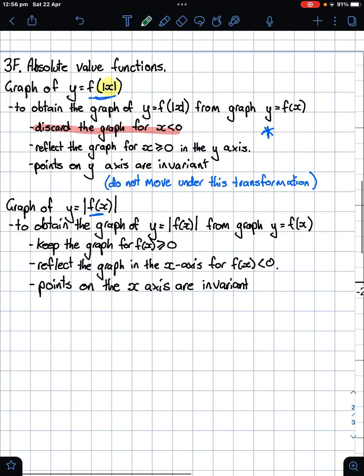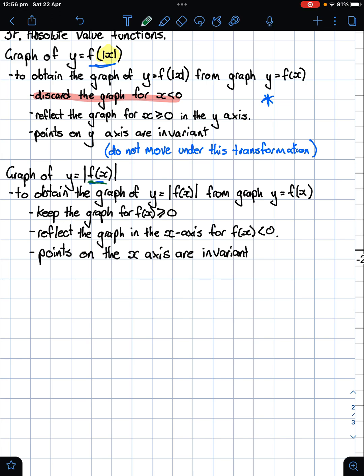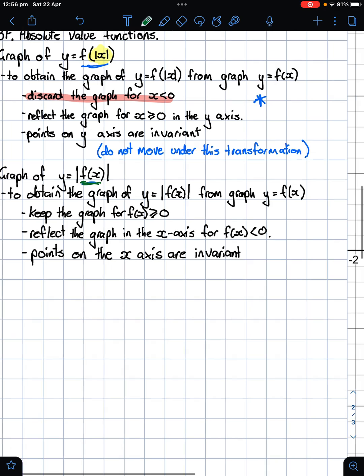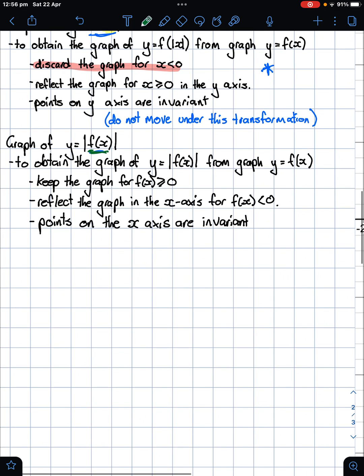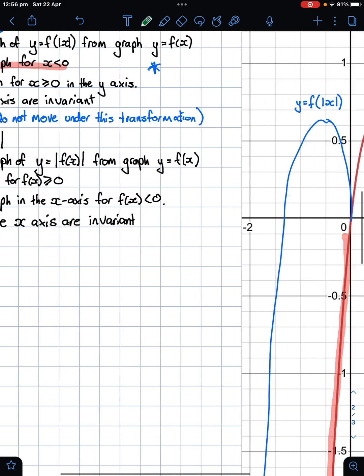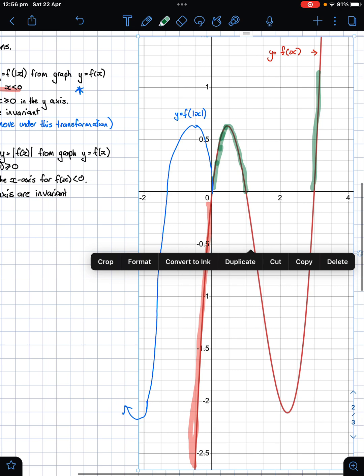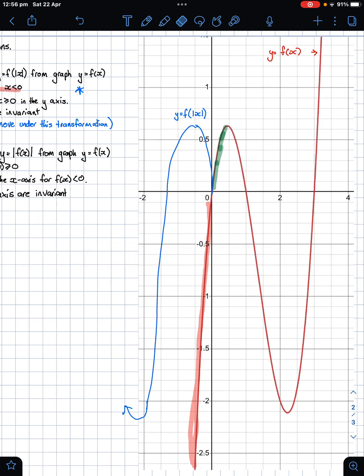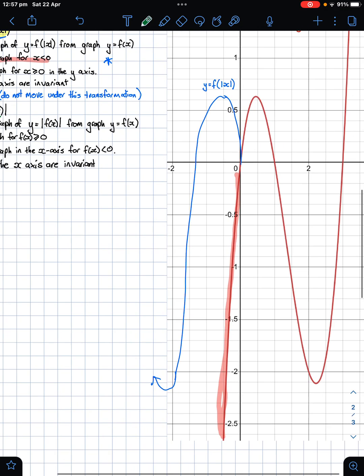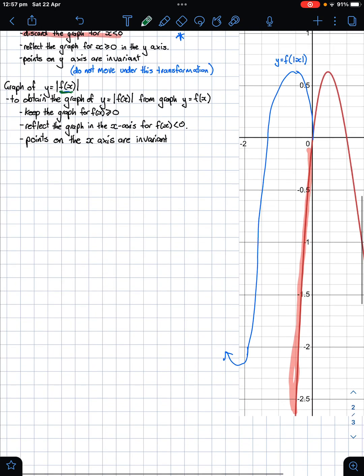This next one here, we're looking at y equals the absolute value of f of x. So this is how we attain it from the f of x graph. We keep the graph for f of x greater than 0. So this bit's greater than or equal to 0, this bit's greater than or equal to 0. The rest isn't, so we can't use the rest of it. So we'll get rid of those highlights.